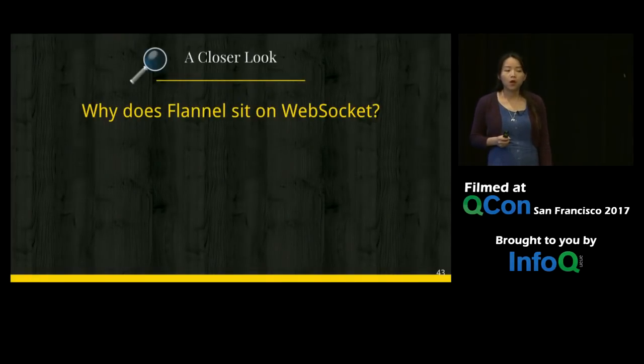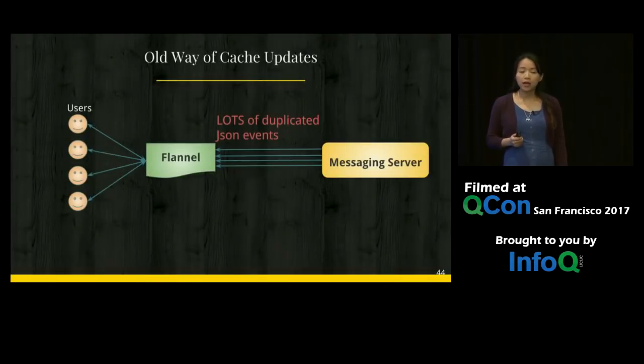Let's take a closer look. Why does Flannel sit on the WebSocket connection? It needs to receive real-time events to update its cache. However, there's a downside. Imagine this use case. Today, you are at QCon. You only check Slack in and out of talks occasionally. You want your coworkers to know that's the case so that they can adjust their assumptions about your responsiveness in replying to messages. So you change your Slack status to be in a conference. This status change is broadcast to all your coworkers. If you are on a 1,000 user team, the messaging server sends out 1,000 of such events. Flannel, as a man in the middle, receives 1,000 copies of the same event. This is very inefficient.